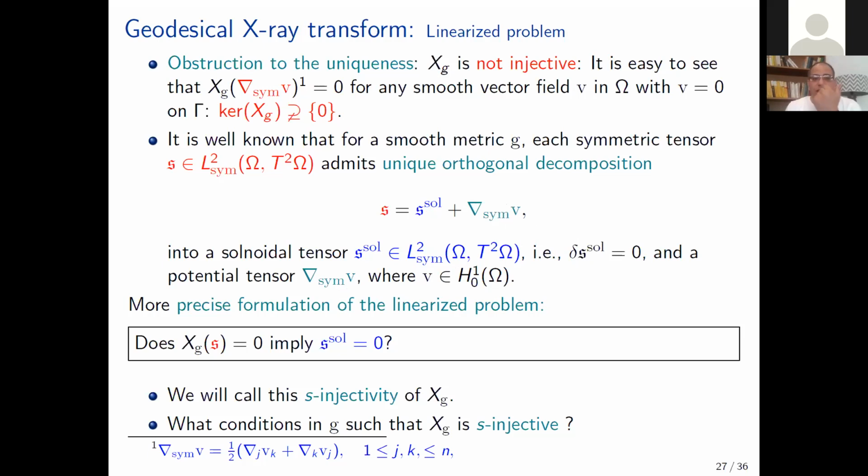So the more precise formulation of the linearized inverse problem can be stated as follows. Does the X-ray transform of S equal to zero imply only that the solenoidal part is zero? Of course, we know that the X-ray transform of the symmetric gradient of V is already equal to zero. So this property is called the S-injectivity of the X-ray transform. And there are many works in which we can find some conditions on the metric g such that the X-ray transform is S-injective.